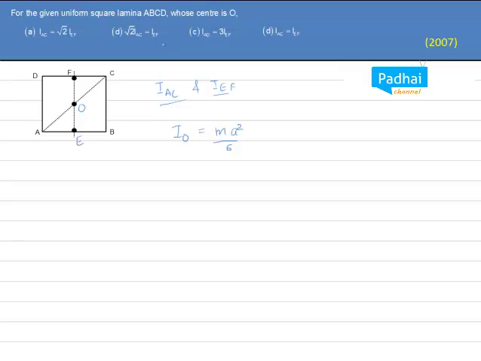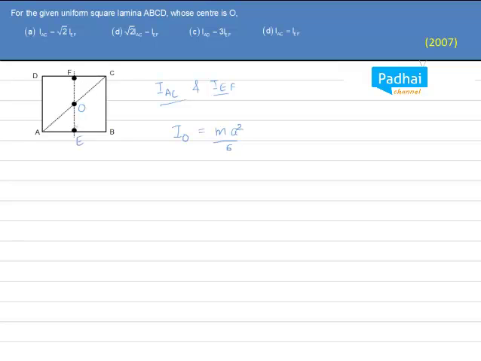Now this question is basically a theoretical question, although a lot of students might be thinking how to solve this. Even if I was doing my paper, this was just a theoretical question. I'll just tell you how. I_O is given by m a square by 6. So I_O is about this point O and perpendicular to the plane of the square lamina. Now we have to calculate I_AC and I_EF.